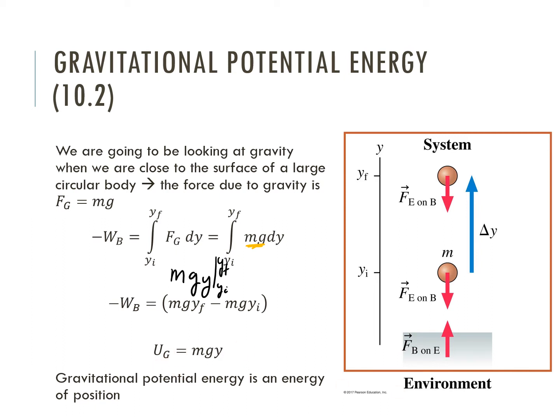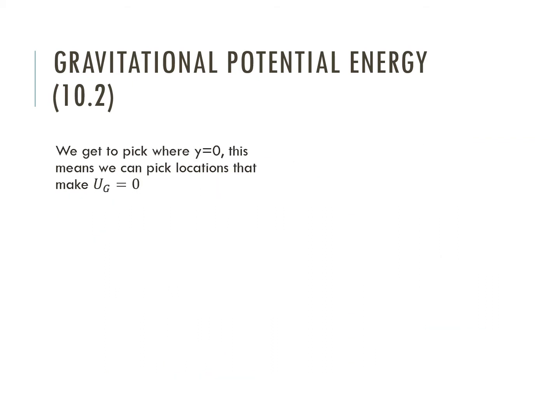Now there's something interesting about this particular equation. And that's because it's something that we've been doing all semester. And by doing all semester, I mean we've had the choice and we've used it a little bit, is we get to say where our origin is. We get to choose where y is equal to 0. So what that means is we can choose locations where the gravitational potential energy is equal to 0.